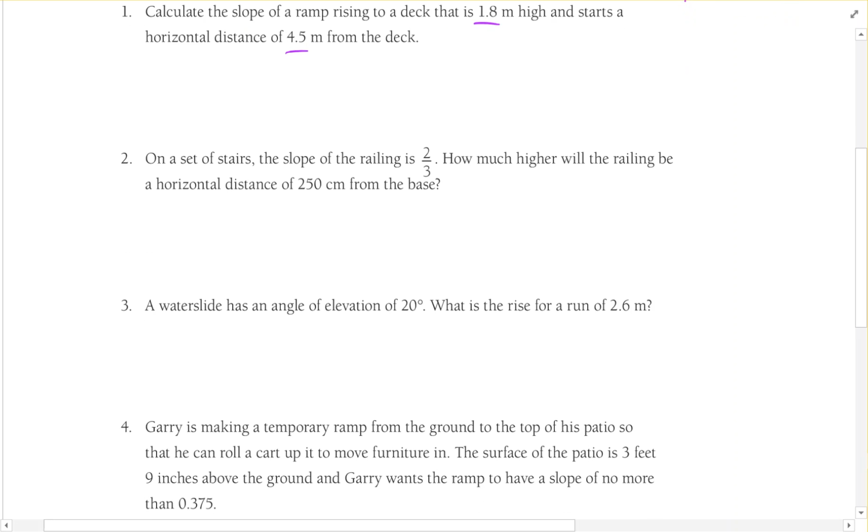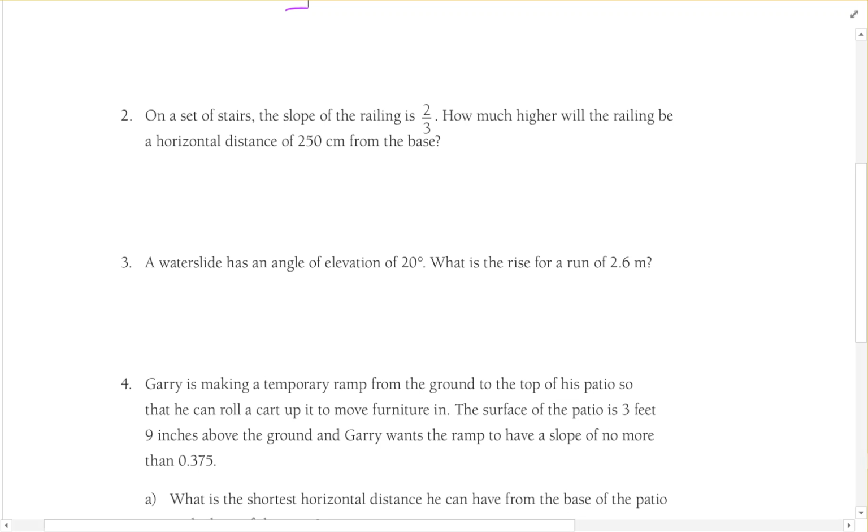All right, number 2. On the set of stairs, the slope of the railing is 2/3. How much higher will the rail be at a horizontal distance of 250 centimeters from the base? So this is just one of those ones where we're still using m is equal to rise over run, but this time it's giving you the slope, right? It's giving you the m. So we just need to figure out one of the missing parts of the second thing.